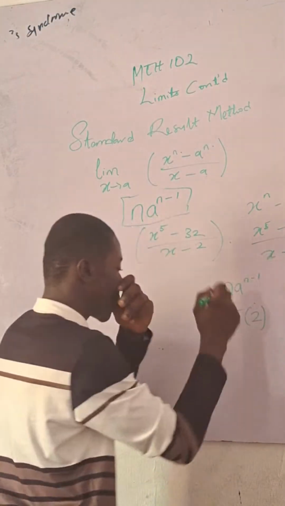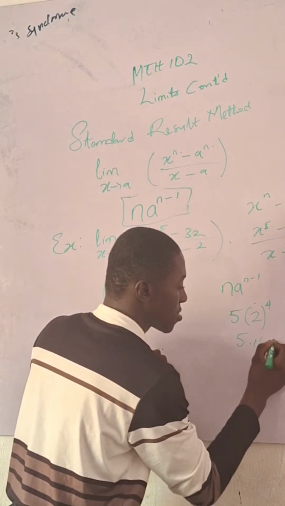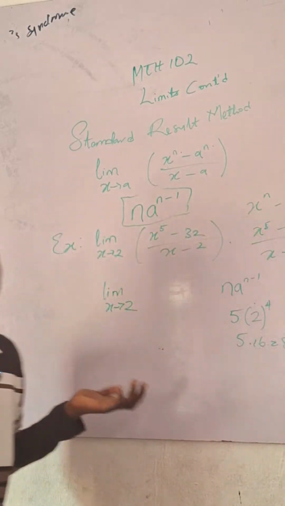2 raised to power 5 minus 1, that's 4 now. So that will be 5 times what? 5 times 16. 5 times 16, that's what? That's 80. Do you understand?